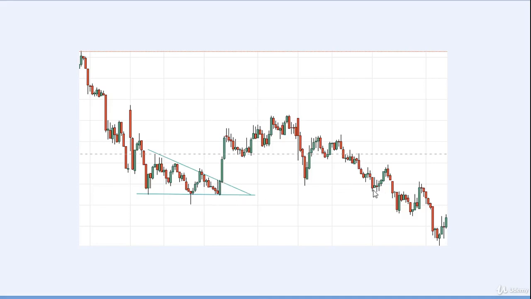When prices cross this lower trend line, here we can make our short sell position because this is a bearish continuation pattern, and after getting this breakout at this lower trend line, we can make our short sell position as the prices resume the downtrend.